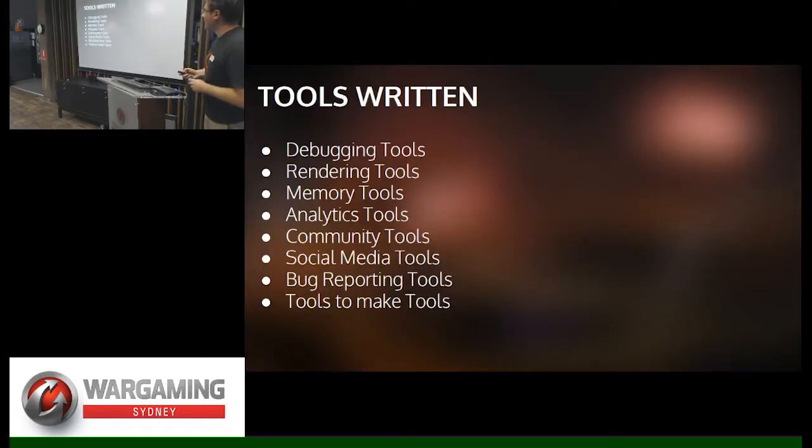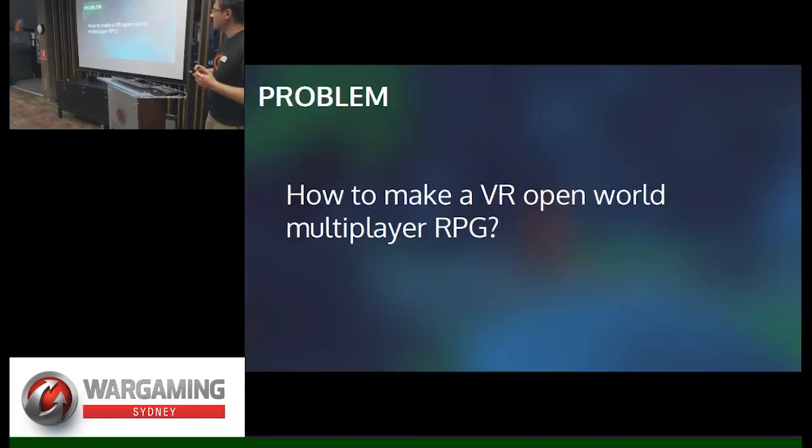Tools written are maybe 1/10 of it, but it's debugging, rendering, memory, analytics, community, social media tools, bug reporting, and tools to make tools. In terms of time allocation, 90% of our time we allocate to actually making tools. I know it's crazy, but that's what we do.